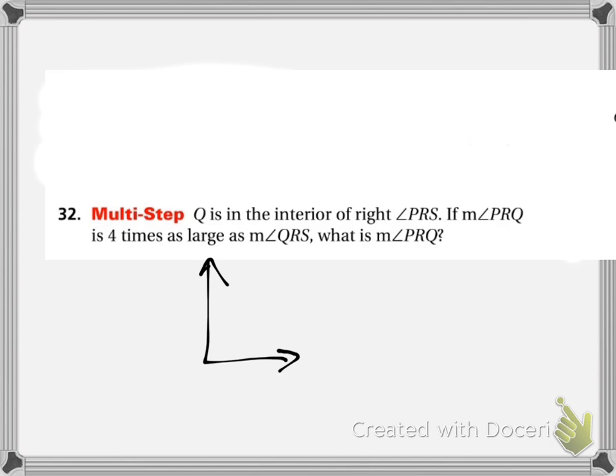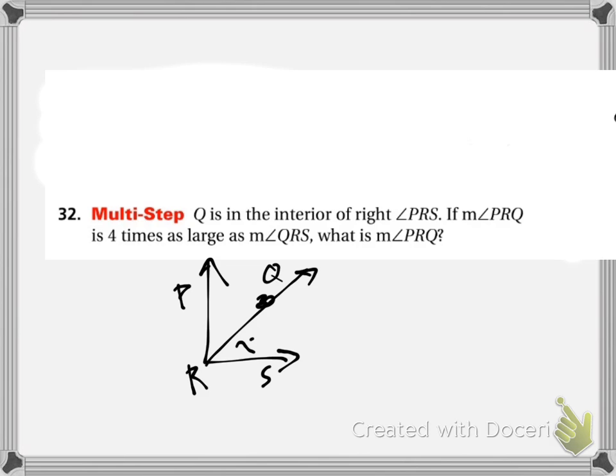Just a rough sketch. And it's PRS. And we've got a point Q in the interior. They're going to talk about all three of these angles, so we're going to put a ray from R through Q, and it says that the measure of angle PRQ is 4 times as large as the measure of angle QRS.